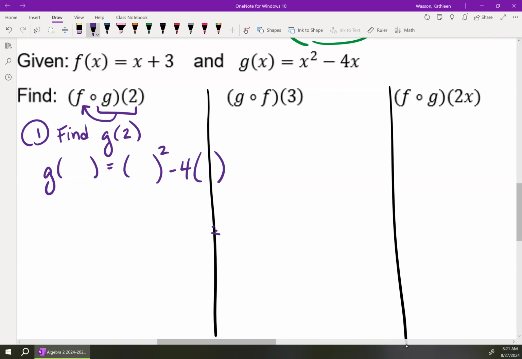this is function notation. I want to know what g of 2 is, so I take x out and I put 2 instead. G of 2 will be 2 squared minus 4 times 2. 2 squared is 4. Minus 4 times 2 is 8. So g of 2 is equal to negative 4. I'll put g of 2, which is negative 4, into the f equation.